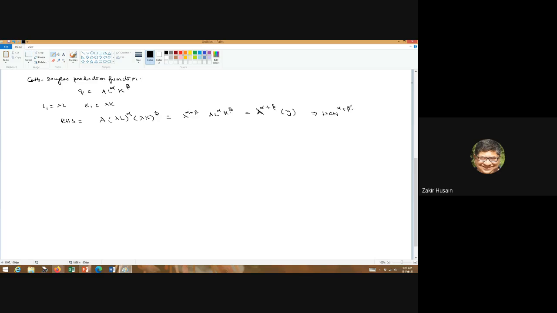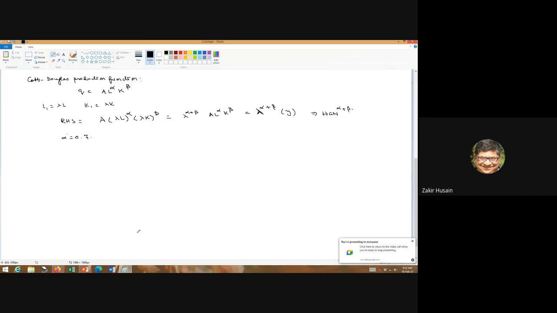Can the Cobb-Douglas production function be linearly homogeneous? Yes, it can be. Suppose alpha is equal to 0.7. Can you tell me what is the value of beta then? 0.3. Okay. So beta is 1 minus alpha. In this case, if we have this relation, beta is equal to 1 minus alpha, the Cobb-Douglas production function is linearly homogeneous.